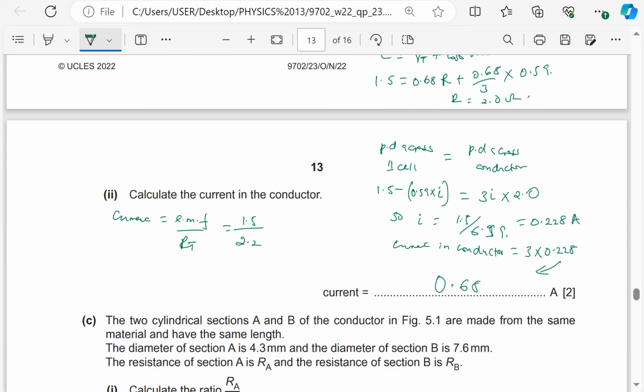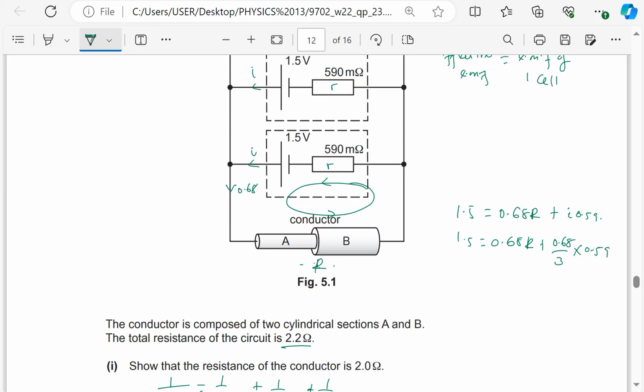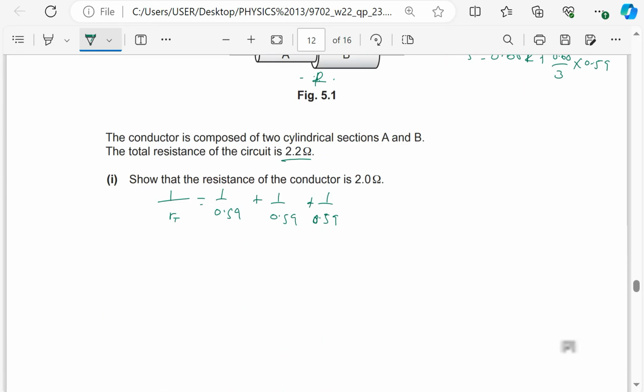Okay, I think that is a good method. I think that is fine. You can use PD across one cell is the same as PD across the conductor. So if small I is the current in one cell, and you notice that there are 3 cells, it means the total current in the conductor is 3 times the current of just one.